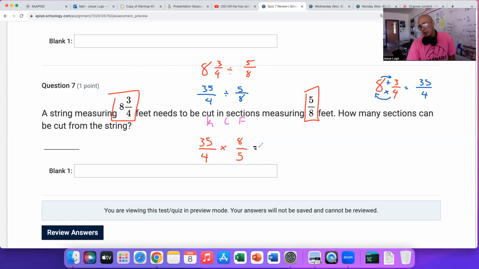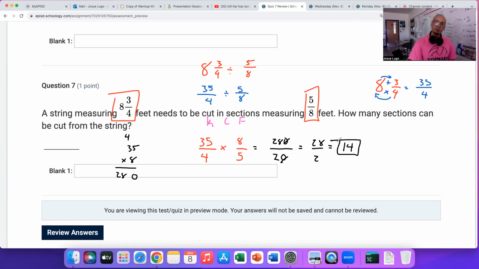Now, I'm just going to do it the simple way there. So 35 times 8 and then 4 times 5. Well, I know that 4 times 5 is 20. 35 times 8, so I need to work that out. 8 times 5 is 40. 8 times 3 is 24, plus 4 is 28, so that's 280. Already, guys, I can simplify this by taking out the 0, so that's just 28 divided by 2, and 28 divided by 2 is 14. That would be your answer.